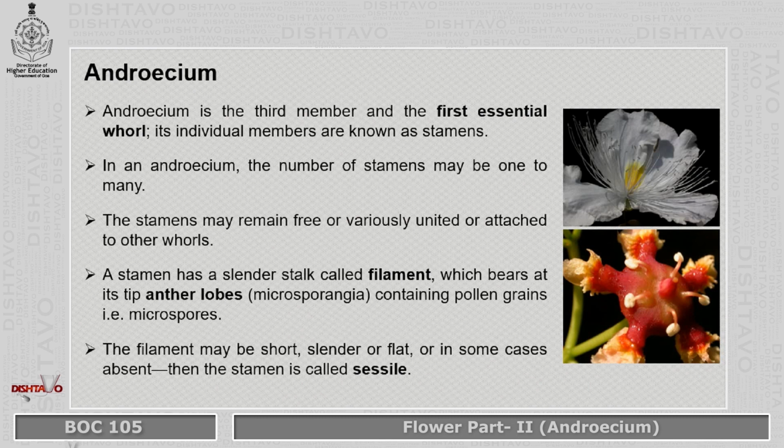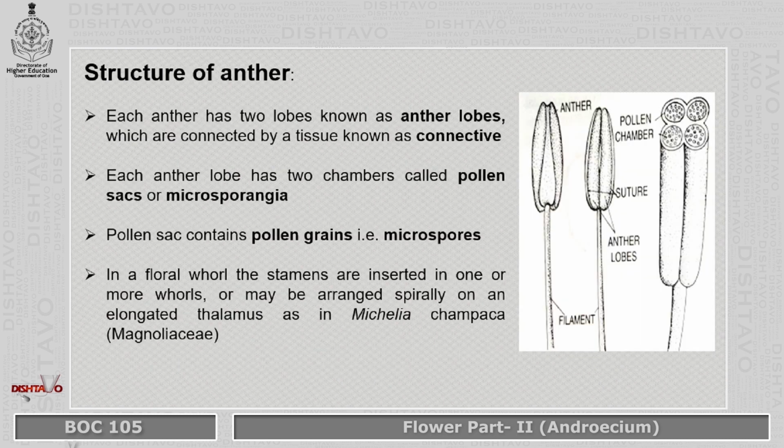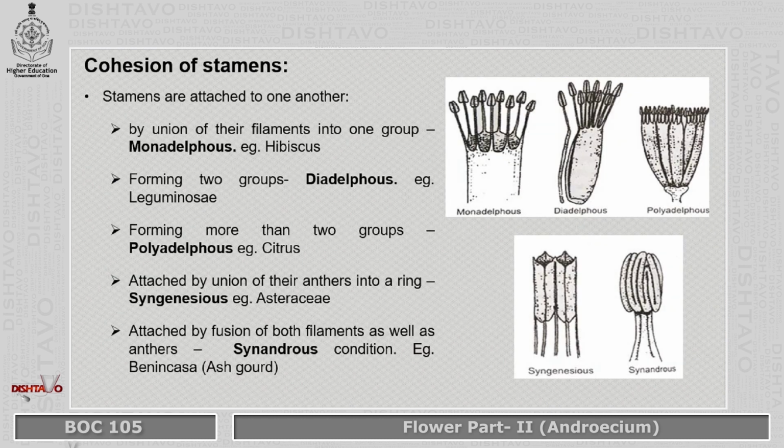In an androecium, the number of stamens may be 1 to many. The stamens may remain free or variously united or attached to other whorls. A stamen has a slender stalk called filament which bears at the tip anther lobes containing pollen grains or microspores or the male gametes. The filament may be short or slender, or in some cases the filament is completely absent, and it is then that the stamen is called sessile.